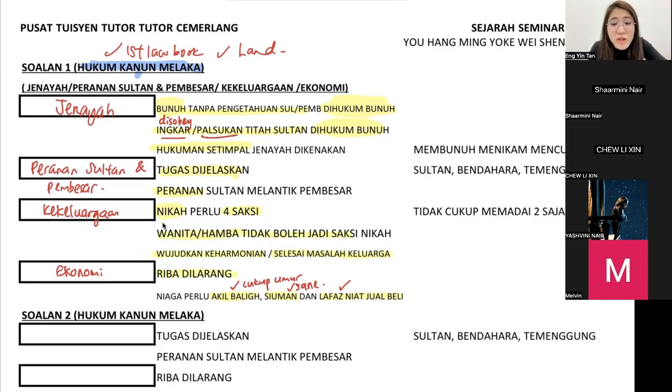What is riba? Interest. Sorry. Riba is interest. They are not allowed to charge interest. This one, boleh faham? Everyone here, are you guys okay? Okay. So we finished this law.